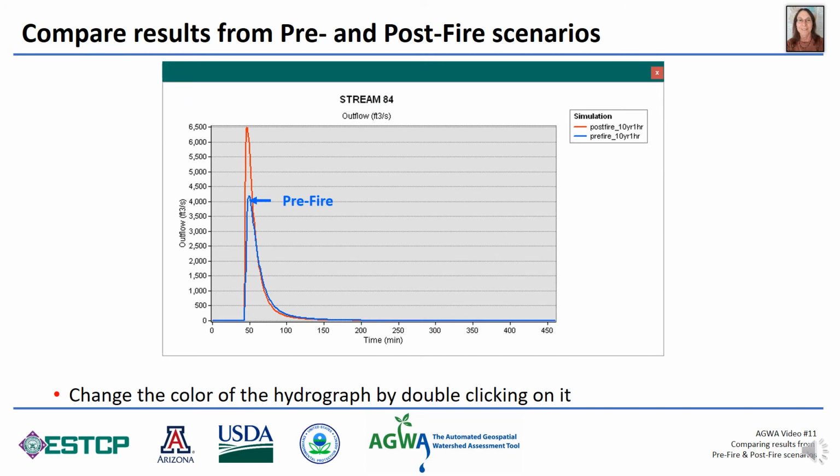The hydrograph appears. The blue line is the pre-fire hydrograph, and the red line is post-fire. But because the model was not calibrated, we look at the relative difference between the two. You can change the colors of the hydrographs by double-clicking on the line.